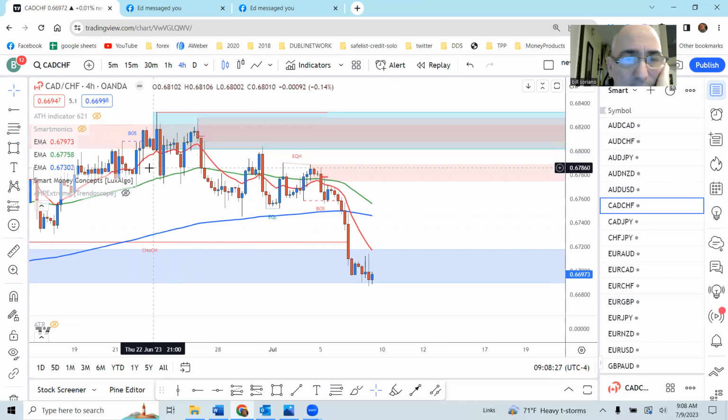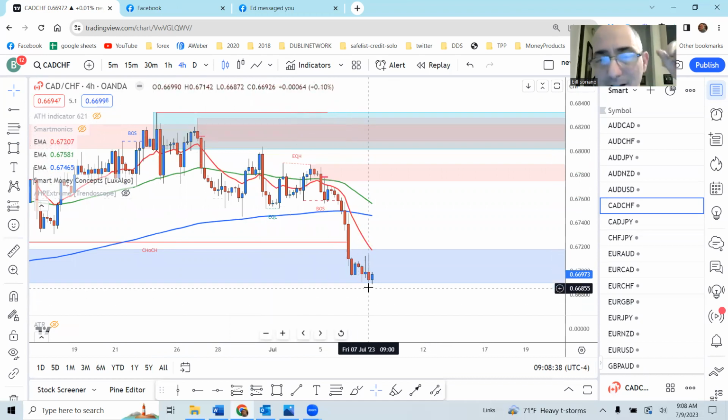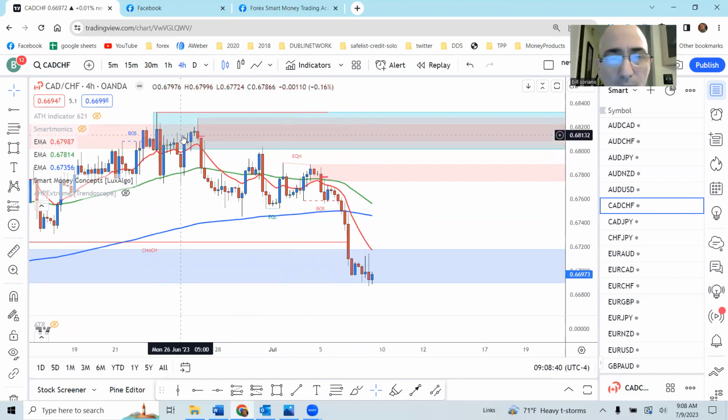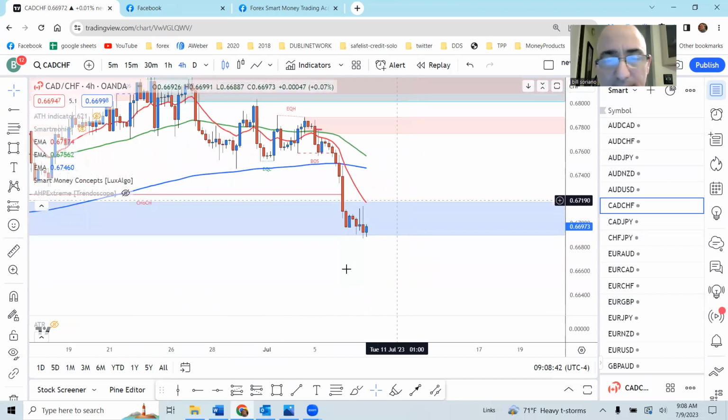But you could see here, you need a break of structure. You get a break of structure here, and then price comes up and it goes into that order block and it reacts down. Okay. So really what we need to do here is we're probably going to need to identify a break of structure.